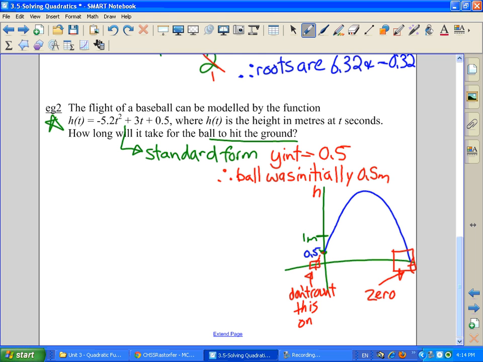I always like to do a visual whenever I can. Looking at the expression, ladies and gentlemen, we have decimals. So I'm not even going to worry about trying to factor. I'm just going to go with the quadratic formula.